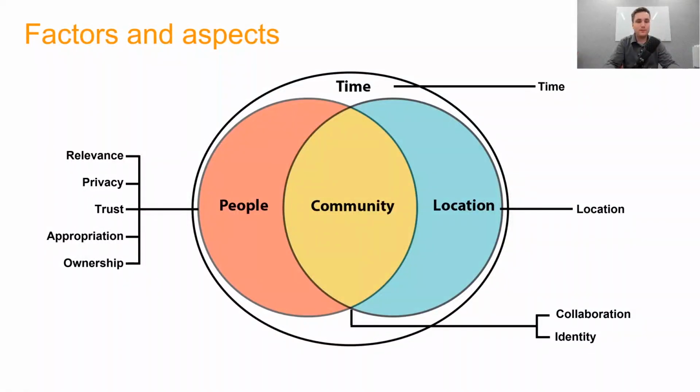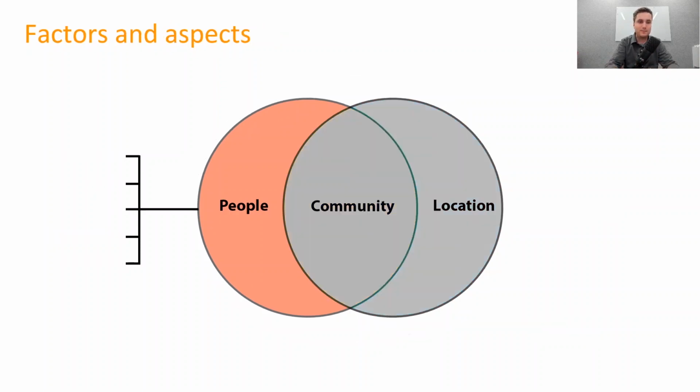From our literature review, we identified 4 factors: people, location, community, and time. These factors are intertwined and affect each other, and now I'll briefly describe each factor and aspect. So the people factor describes the individual or group who engages with the PID and the value it offers them. It is important to consider these 5 aspects.